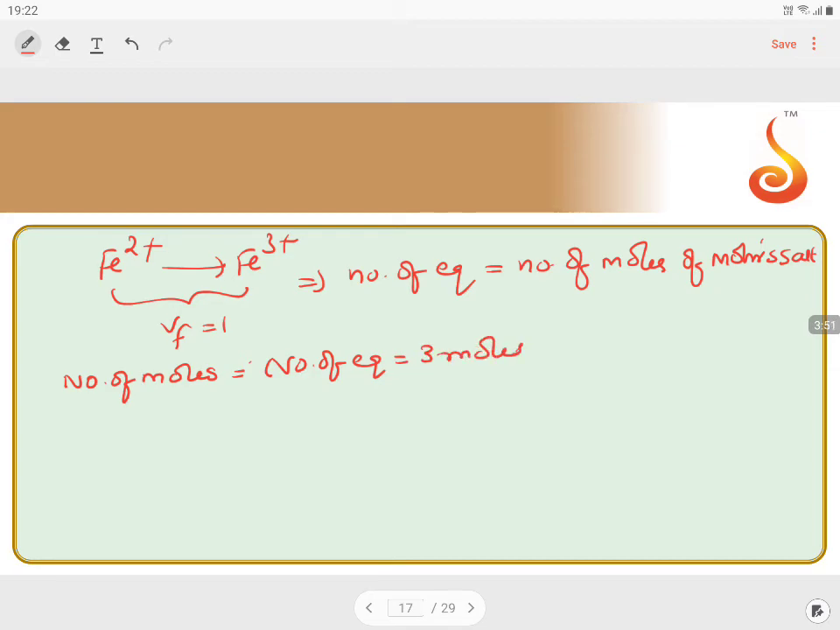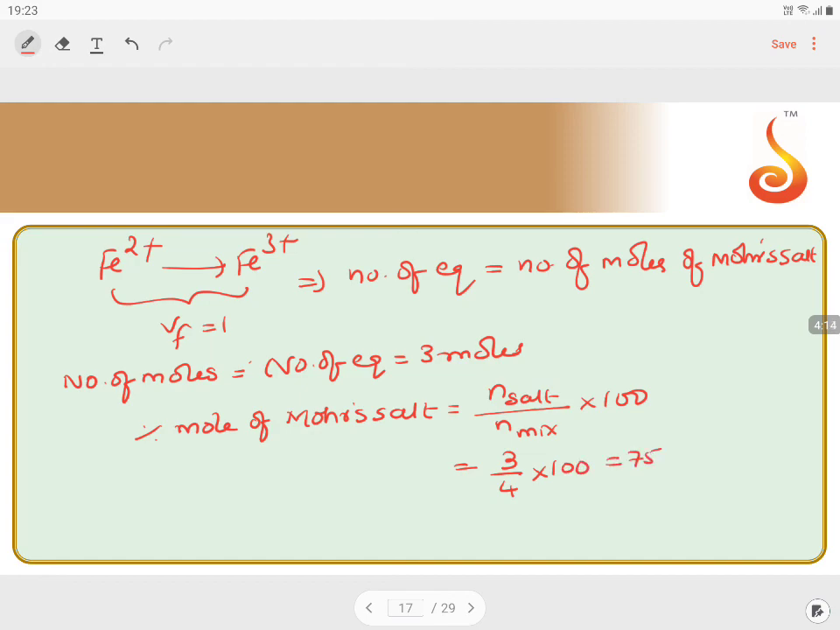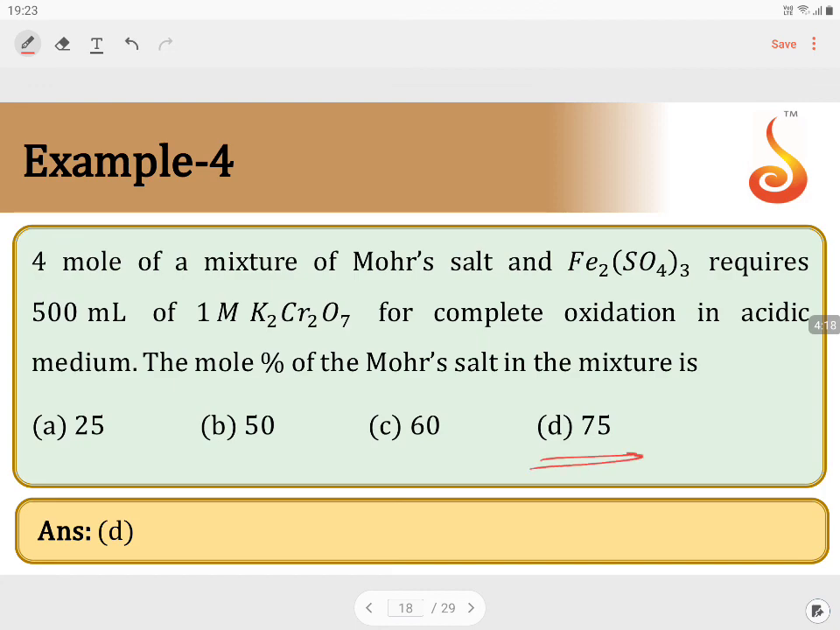Out of 4 moles, the percentage mole of Mohr's salt can be taken as number of moles of salt by number of moles of mixture into 100. Salt is 3 moles, mixture is 4, into 100, which comes to be 75%. So 75% is the mole percentage of Mohr's salt.